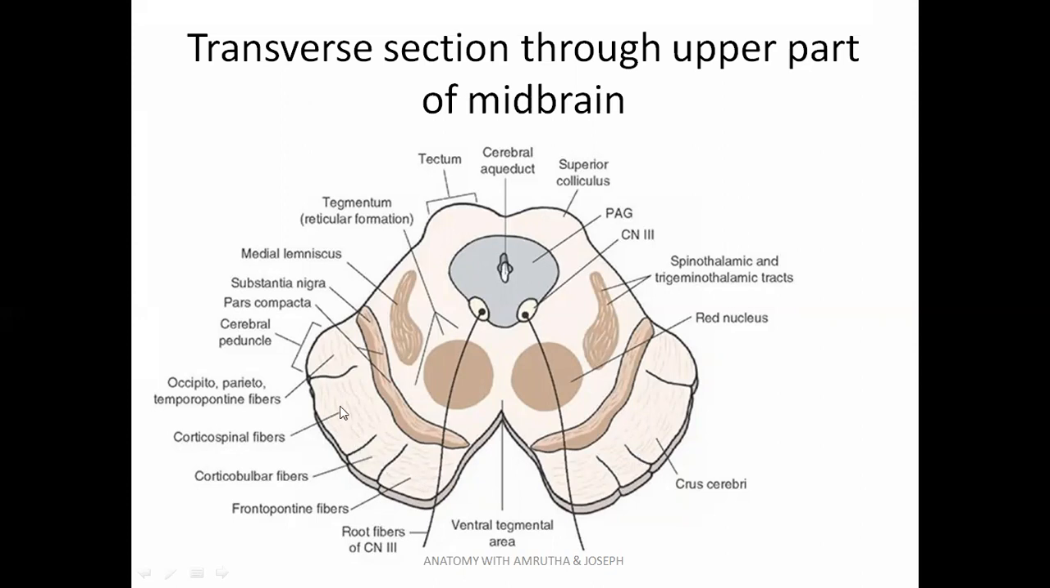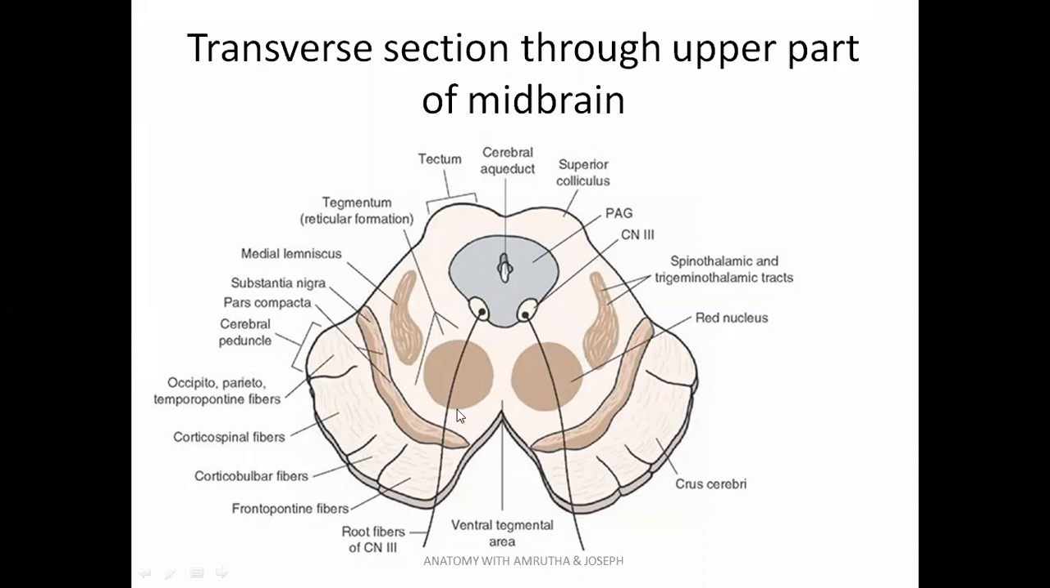corticobulbar fibers, corticospinal fibers, occipito-parieto-temporopontine fibers. Different types of fibers can be seen here. Now, frontopontine fibers are the fibers which are arising from the frontal lobe, reaching into the pons. Similarly, corticobulbar fibers are emerging from the cortex and reaching into the medulla oblongata. So, there are different types of fibers in this area.